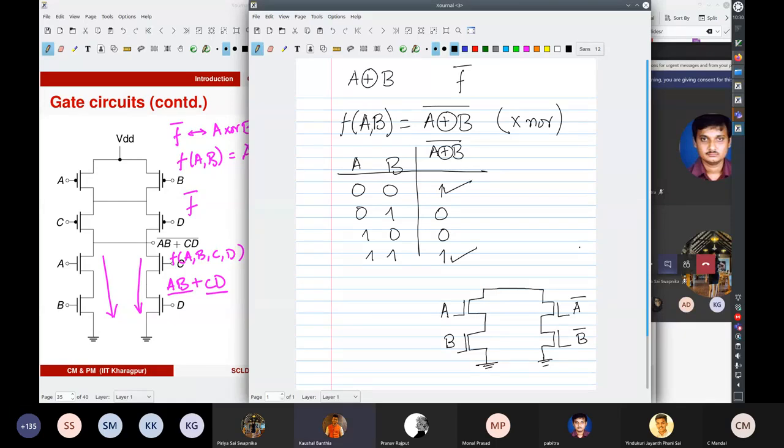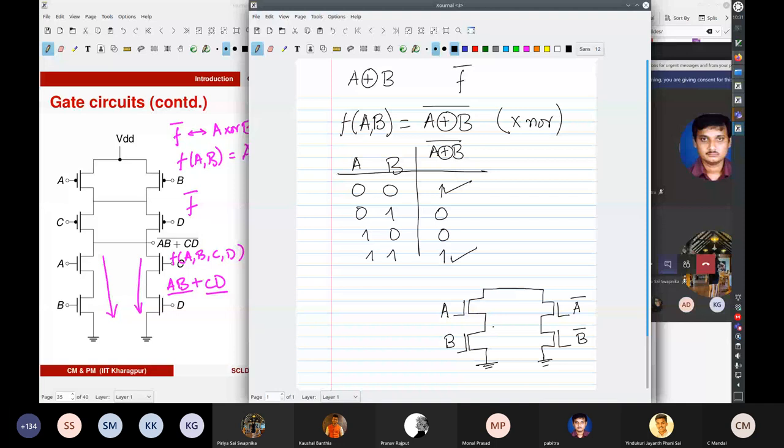Is that okay? Sir, instead of putting A bar, can't we put a PMOS and A? No. Just see what we are doing. We want a conducting path to the ground. Because how does the PMOS work? When the gate is high, you have a conducting path from the source and the drain, right? So when A is high, you want this to conduct. When B is high, you want this to conduct. So that's why you're using NMOS transistors here.